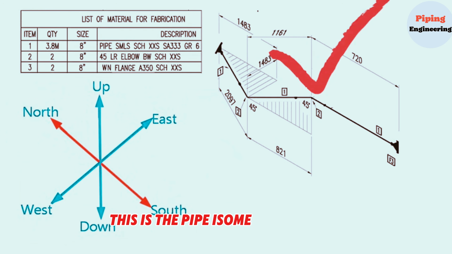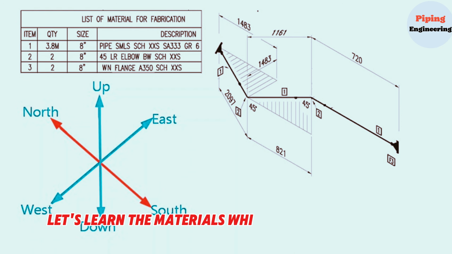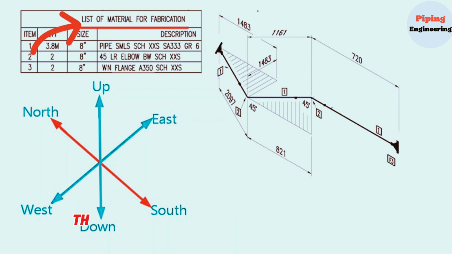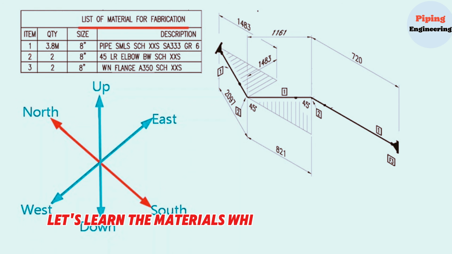This is the pipe isometric drawing. This pipeline consists of a spool only. Let's learn the materials which are used in the pipeline. This is the list of materials for fabrication.